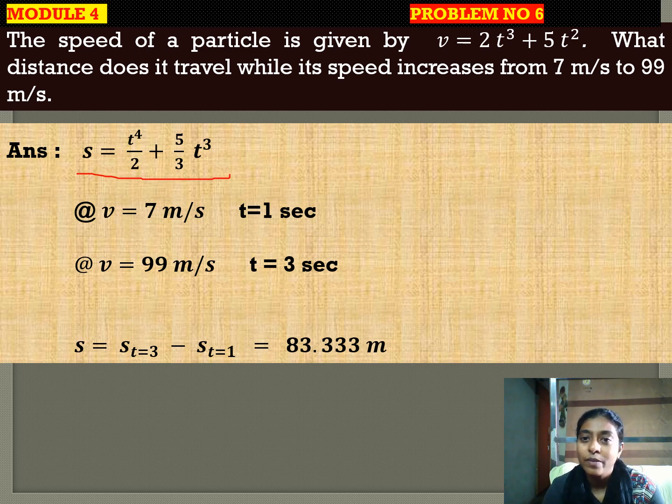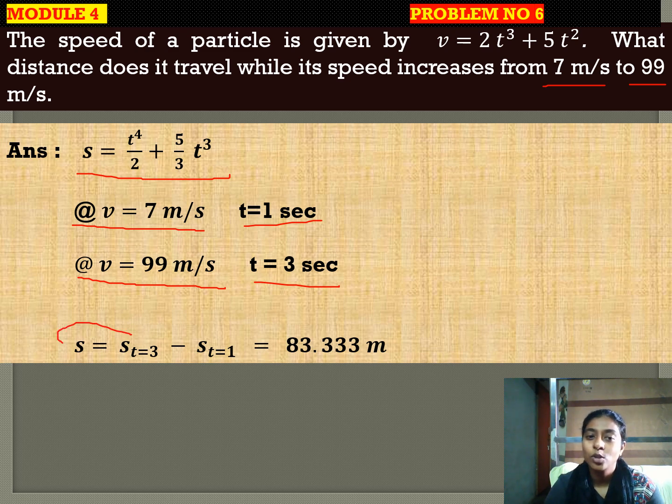Now, our velocity is increasing from 7 meter per second to 99 meter per second. So, we will find the time when the velocity is at 7 meter per second, our time is 1 second. So, substitute v is equal to 7 in the equation of velocity. And velocity is increased to 99 meter per second when time is equal to 3 seconds. Now, total distance travelled from 1 second to 3 seconds will be equal to the distance travelled in the 3 seconds minus distance travelled in 1 second. So, we get 83.333 meter.